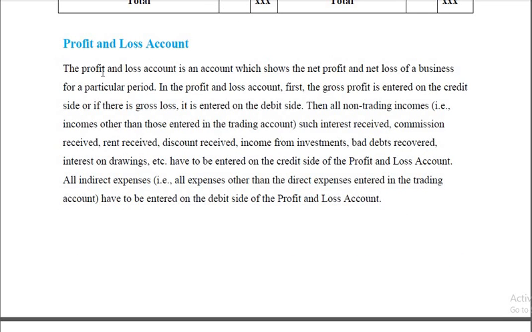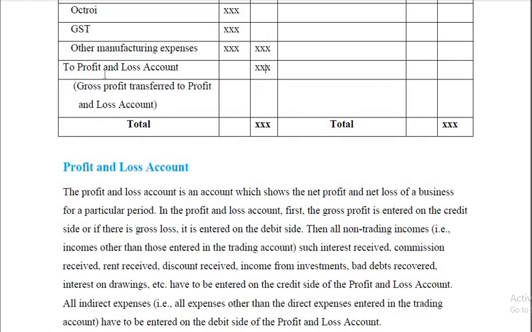Come to the profit and loss account. Profit and loss account is an account which shows the net profit or net loss of a business for a particular period. While trading account shows gross profit or gross loss, profit and loss account shows net profit or net loss, either net profit or net loss. In the profit and loss account, what do you show? First, gross profit is entered on the credit side, and if there is a loss, it will be entered on the debit side.